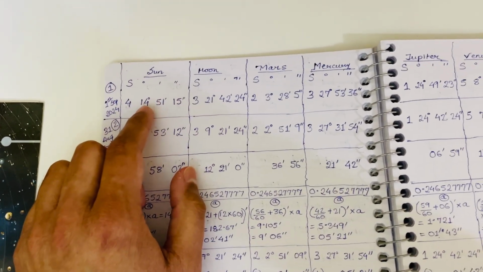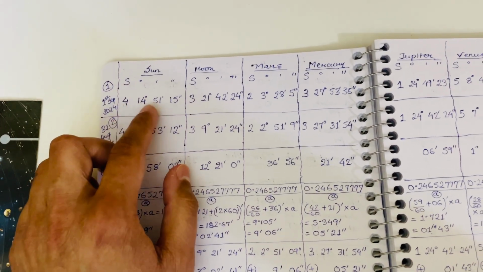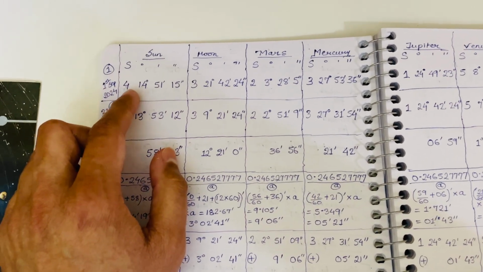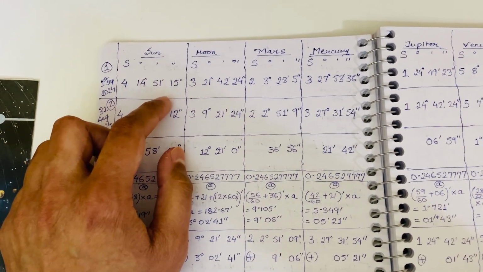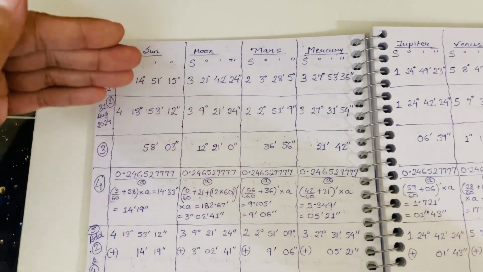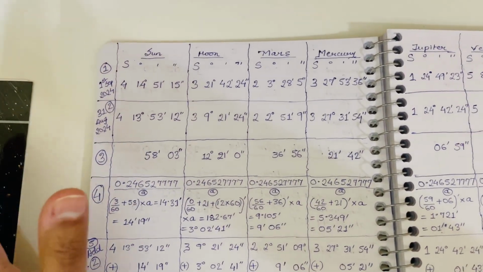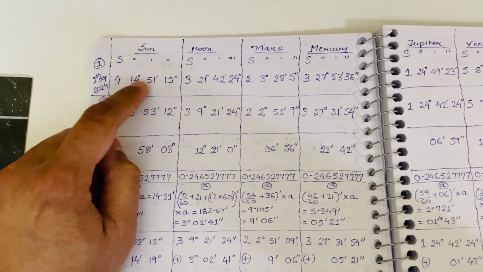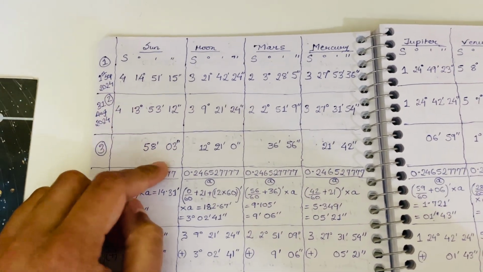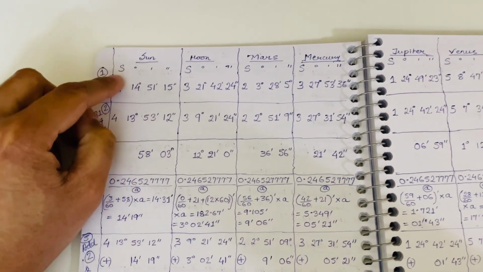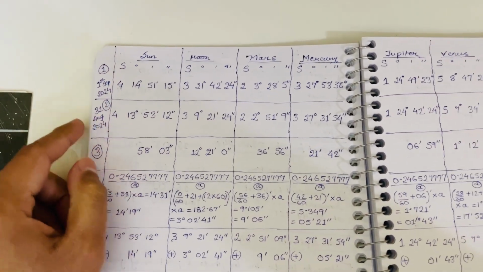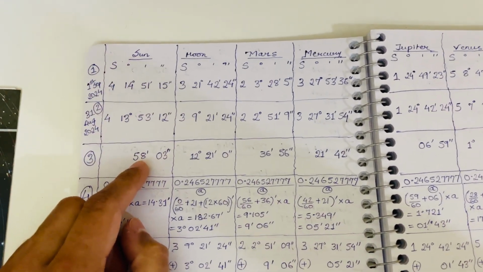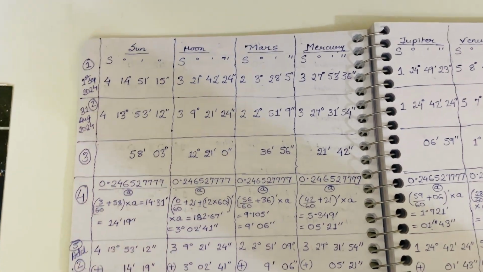So 14 degree 51 minutes 15 seconds I'll write as 4 sine pass 13 degree 111 minutes and 15 seconds. I'm doing this because the subtraction will be easier. So 15 minus 12 is 03 seconds. 111 minutes minus 53 minutes is 58 minutes. 13 minus 13 is 0. 4 minus 4 is 0. So ultimately step 1 minus step 2 for Sun will be 58 minutes and 03 seconds.